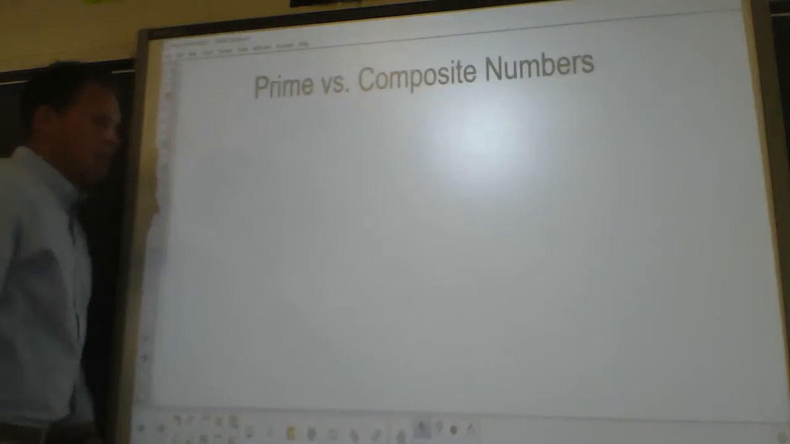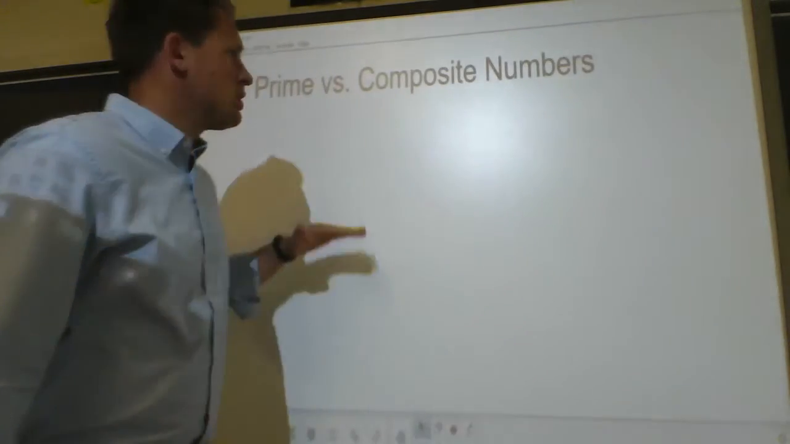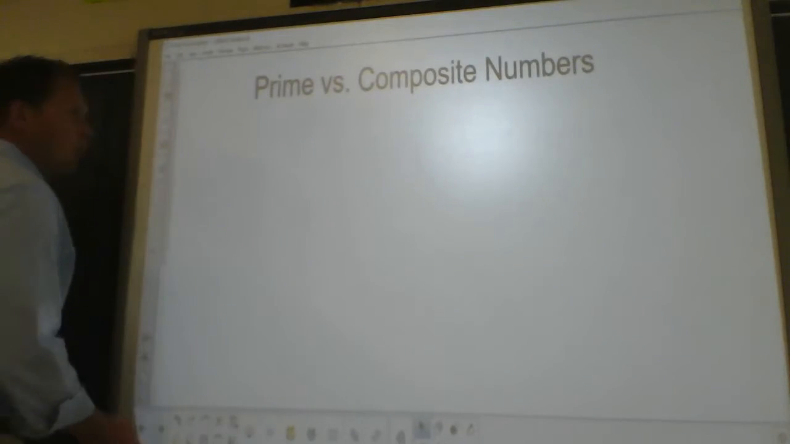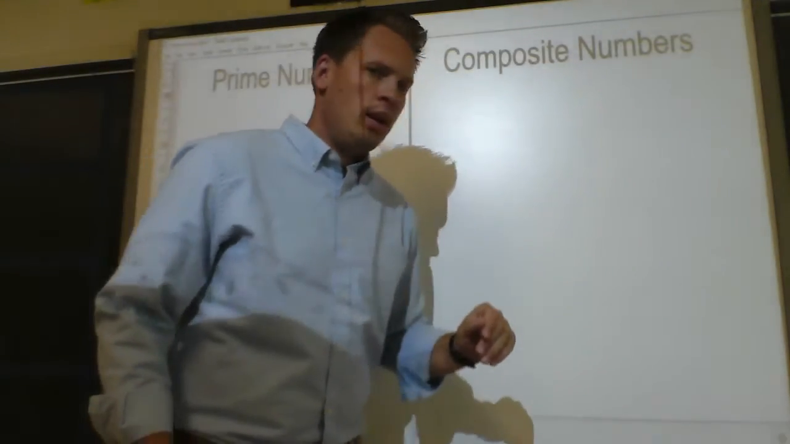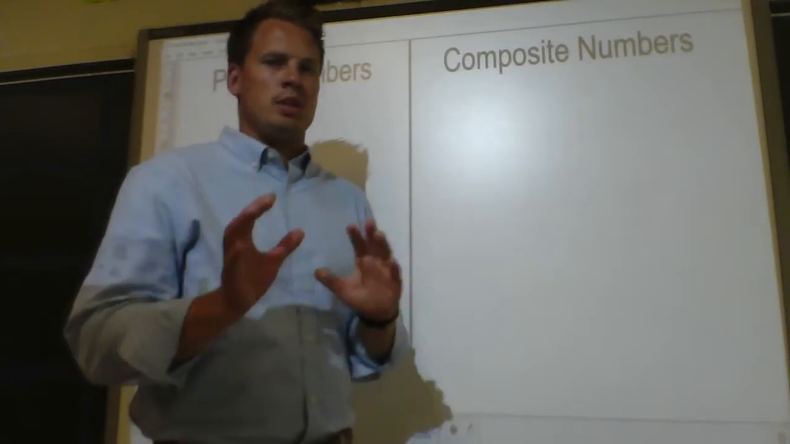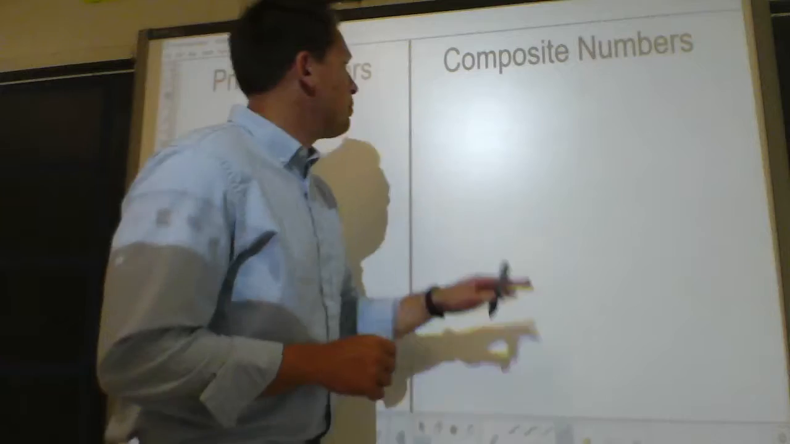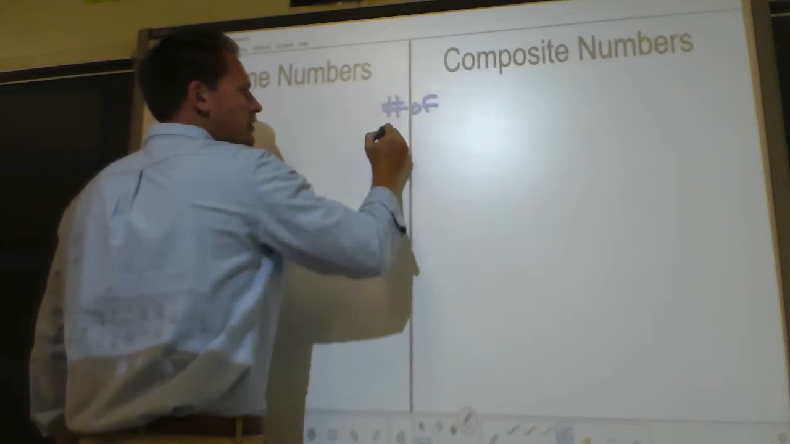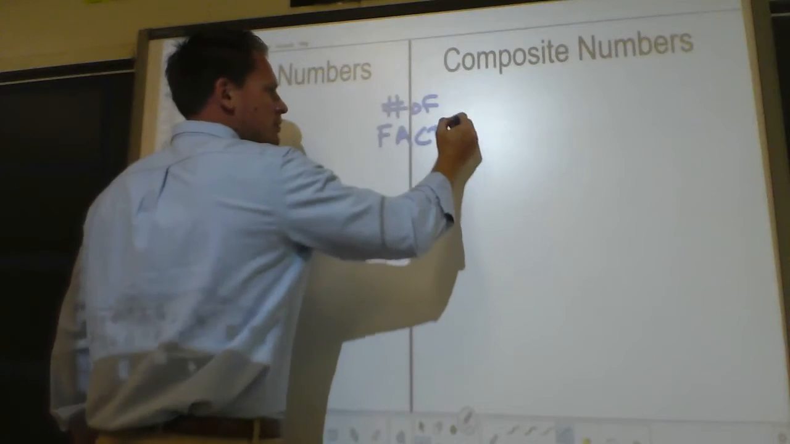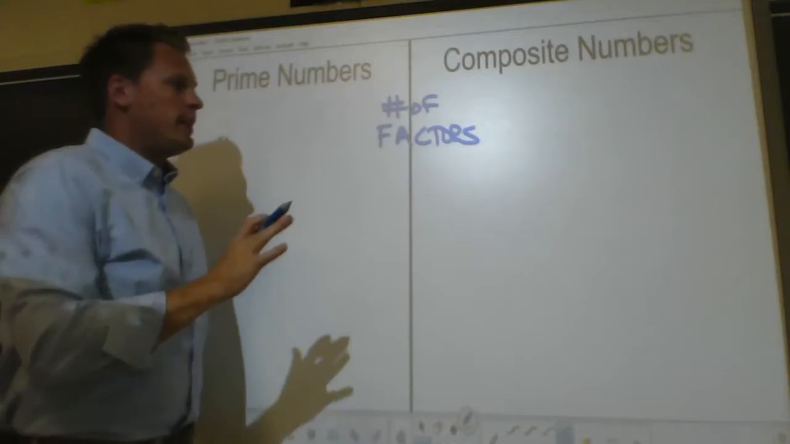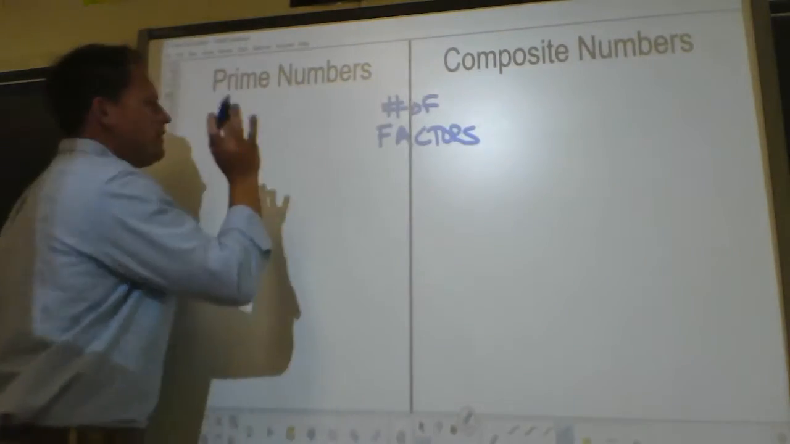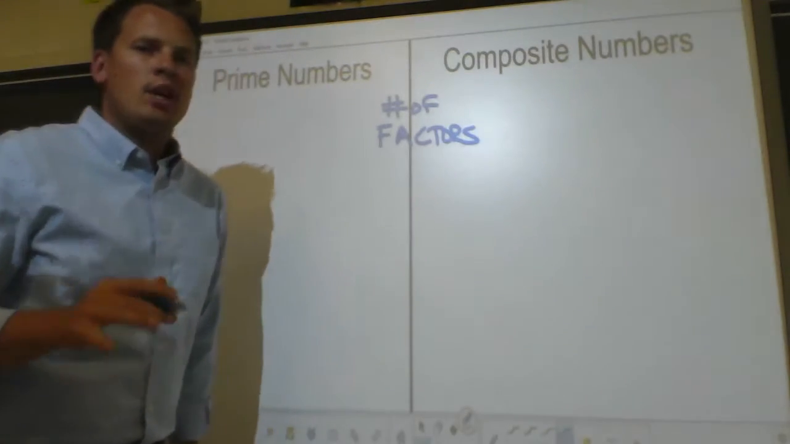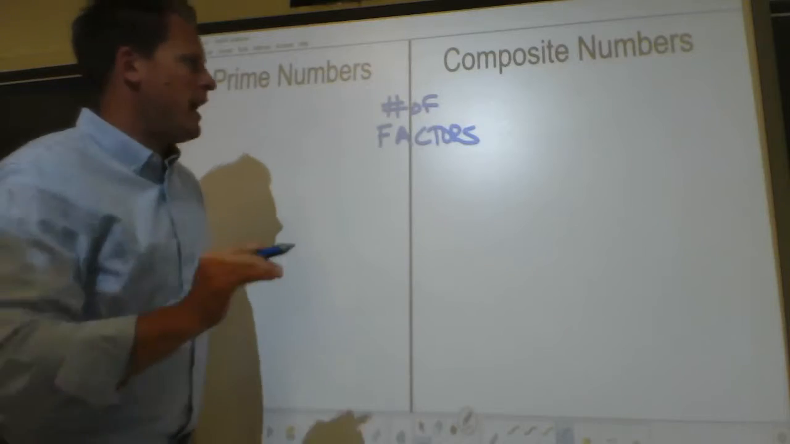In order to do that, we need to know what a prime number is. So let's talk about prime numbers and composite numbers. We have 2 different types of numbers. One is prime and one is composite. And there's a very simple definition that splits them up. The prime and composite has to do with the number of factors. That's what determines if a number is composite or if a number is prime. A number is composite if it has more than 2 factors.